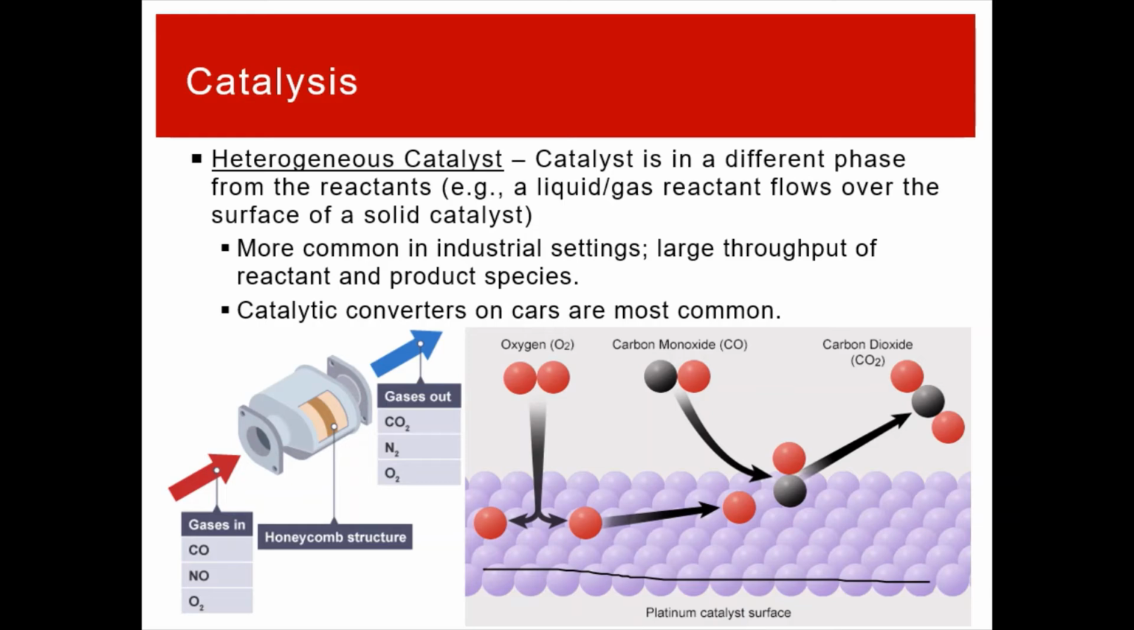Every car that's been made in the past, say, 30, 40 years now has a catalytic converter on it. The purpose of a catalytic converter is you have gases like carbon monoxide and NO, which are bad for humans and bad for the environment. They flow into the catalytic converter and they are turned into N2 and CO2, which are much more benign for the environment and much less dangerous. So this decreases smog and dangerous air pollution.